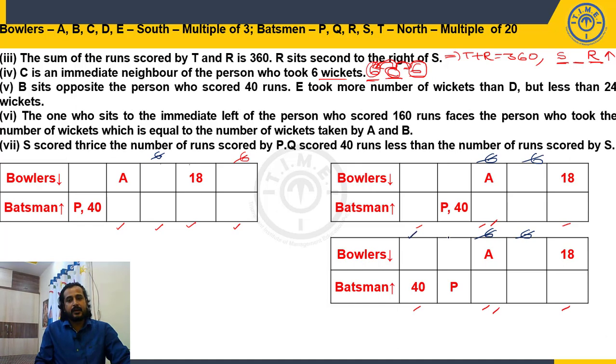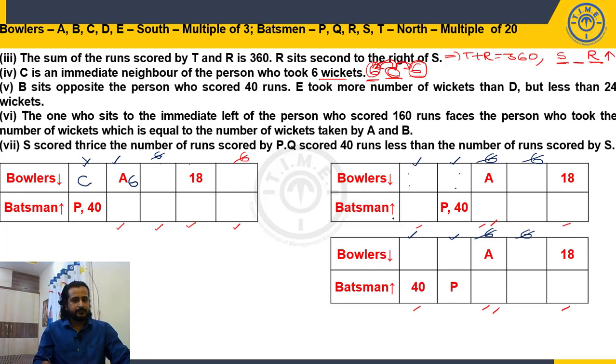Yes, 6 can be here or here. It is okay. Clear? But in this case, if I take the 6 here, 6 has to be immediate neighbor of C. Is this possible? No. So this is not possible. So this is the only possibility, 6 and this will be C. In this case, yes, I can take the 6 here and the C here, or the 6 here and the C here. The same is true here also.